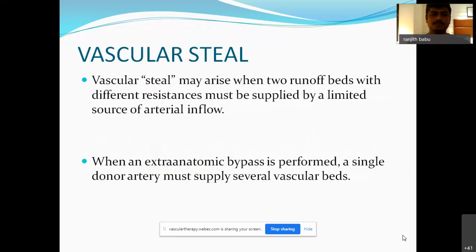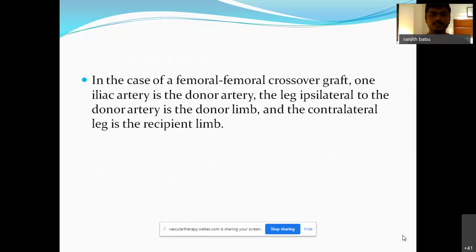Next concept I will move into is the vascular steal. Vascular steal may arise when two runoff beds with different resistance must be supplied by a limited source of arterial inflow. It occurs when an extra-anatomic bypass is performed and a single donor artery must supply several vascular beds. In case we are considering a femoral to femoral crossover, one iliac artery is the donor artery, the leg ipsilateral to the donor artery is the donor limb, and the contralateral leg is the recipient limb.